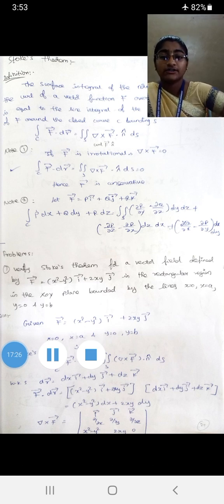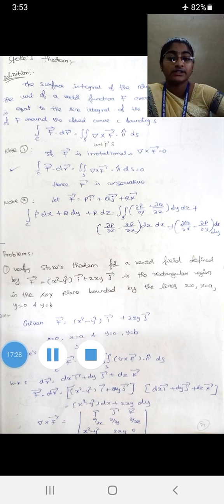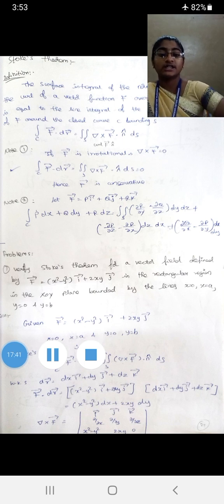See here in our problem: verify Stokes theorem for a vector field defined by f vector equals x square minus y square i vector plus 2xy j vector in the rectangular region in the xy plane bounded by the lines x equal to 0, x equal to a, y equal to 0, y equal to b.